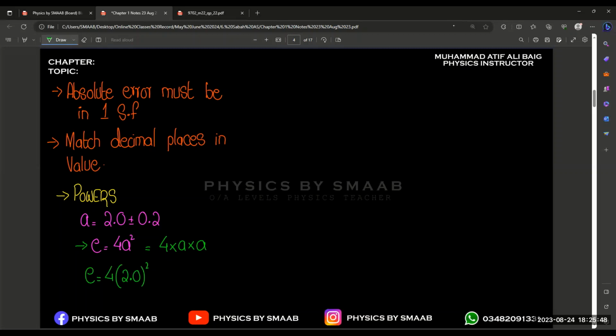So we know that the value of A is already given. So we need to substitute that value in the equation. So that will be 4 times 2 square. So finally you got the answer 16, right? Okay. So that is the situation. We got the original value of E.